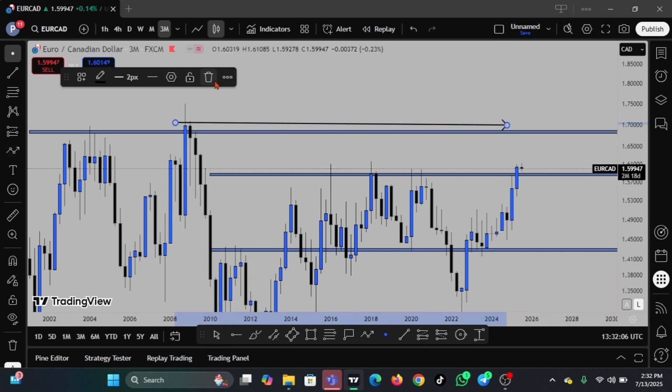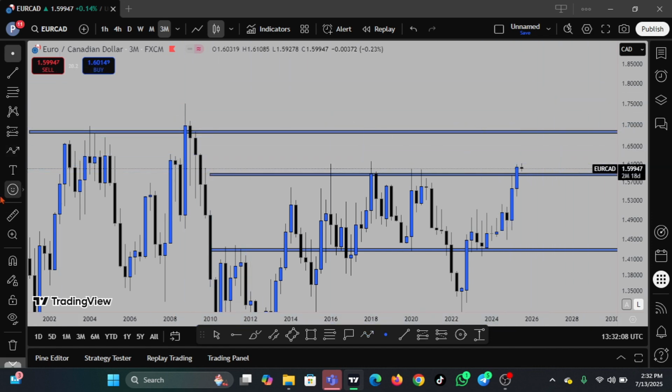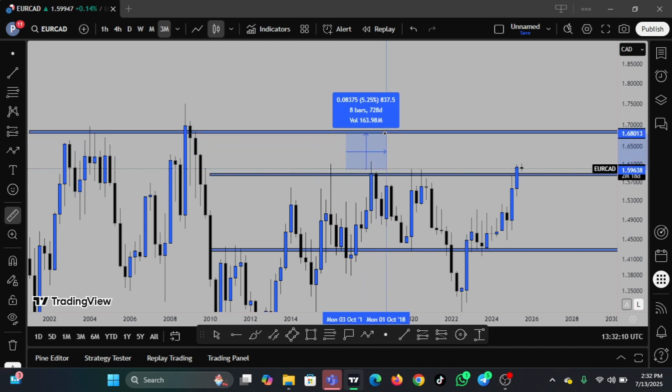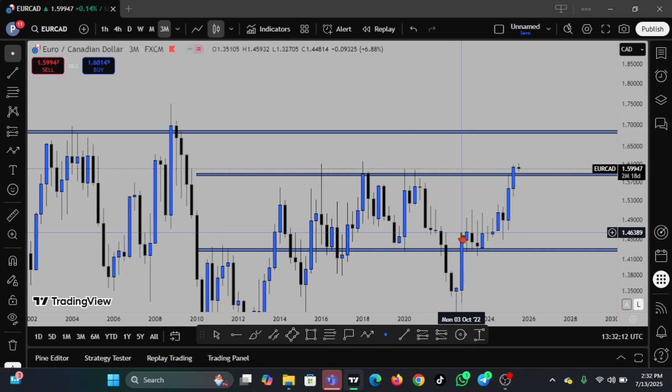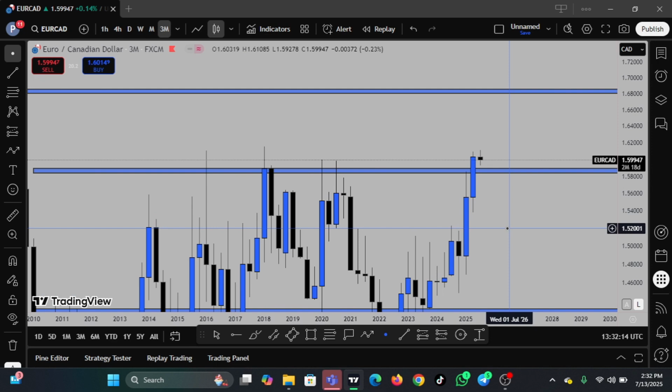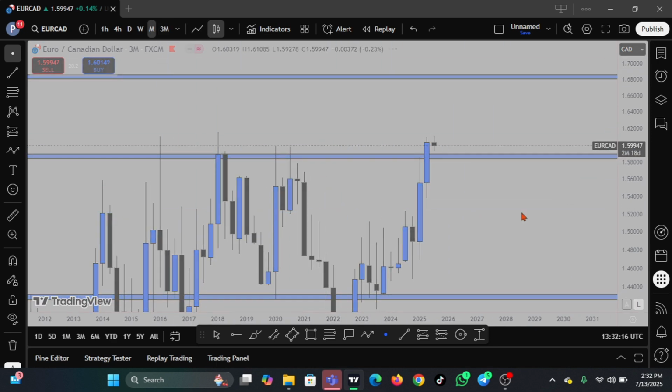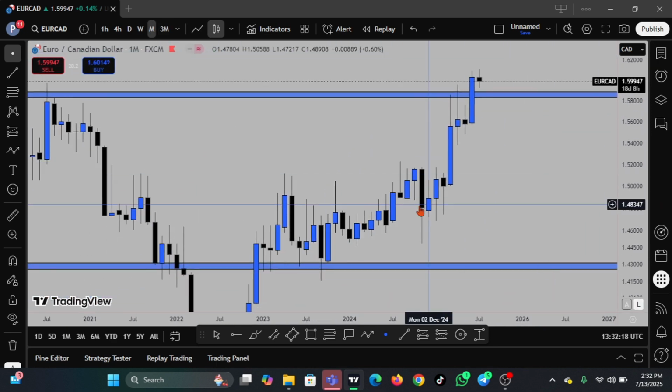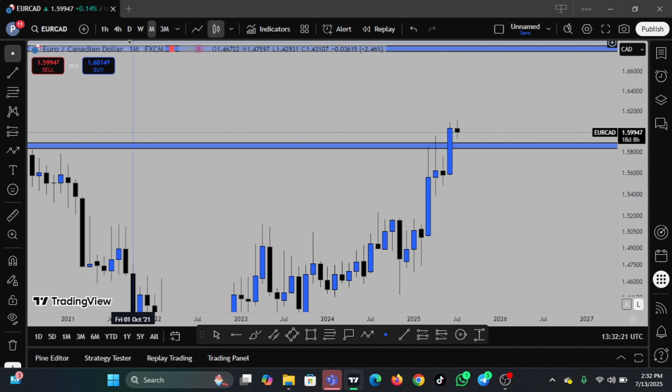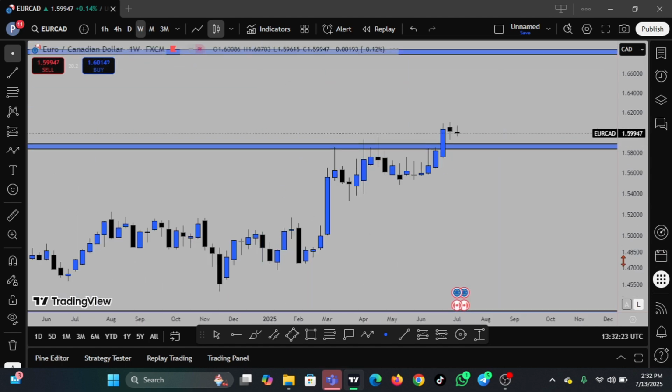So how can we take a trade opportunity to this region? This is going to be a massive ride because we have a potential 800 pips to the upside. How do we capitalize? Let's look at the monthly chart. A strong bullish movement. And on the weekly charts, what do we see?